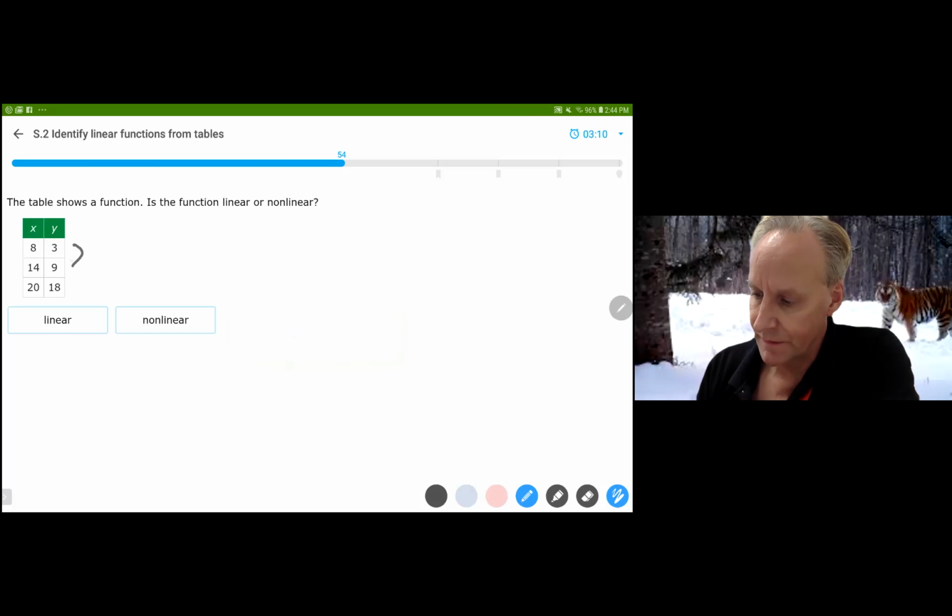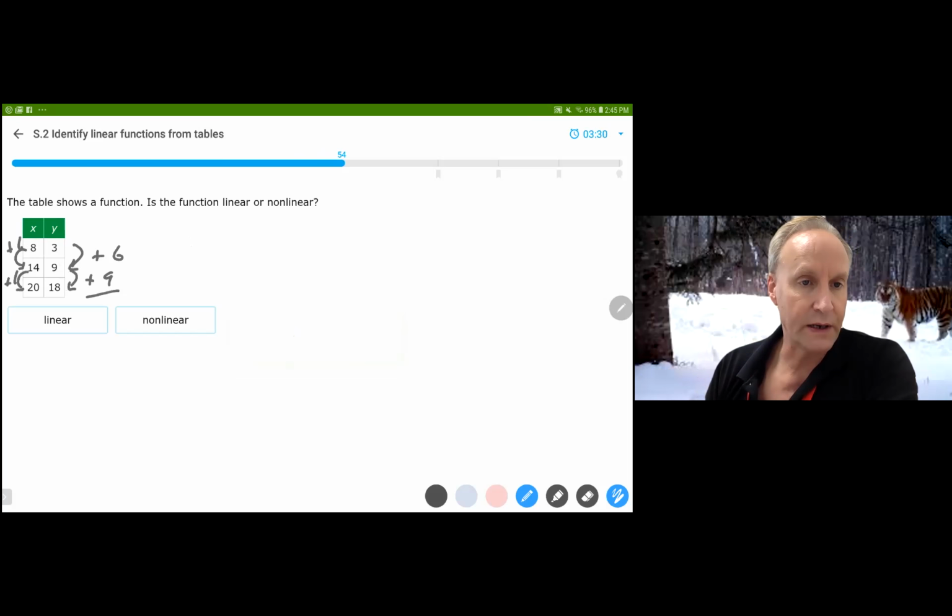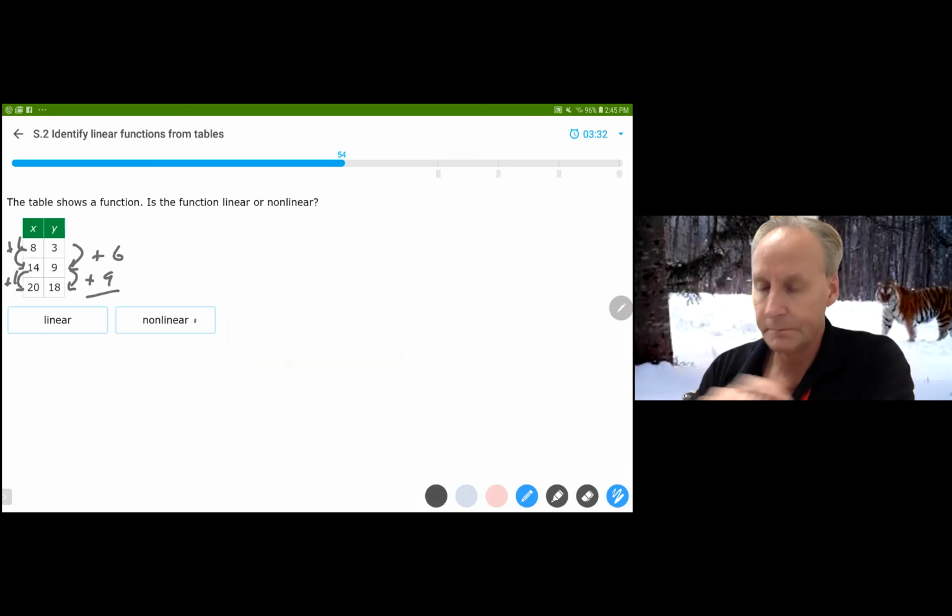The change this time was positive 6. 3 to 9 went up 6, and the 8 to 14 goes up 6. So that's a slope of 1. Now the 9 to 18 went up 9, and the 14 to 20 only went up 6. So this is non-linear. The second pair has a larger slope.